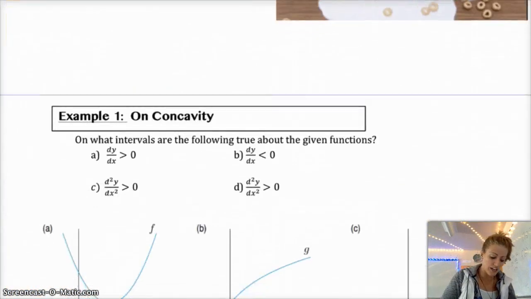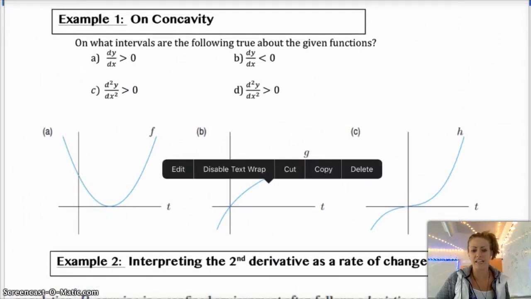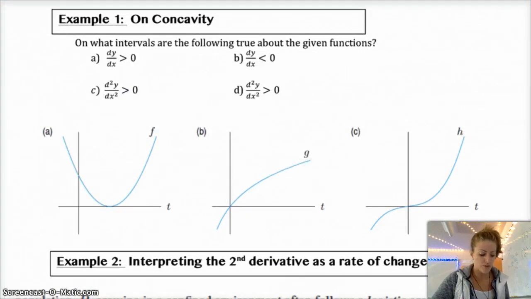Anyways, we're gonna look at an example. So here it asks, on what intervals are the following true about the given functions? So we're gonna look at A, and we're gonna answer A, B, C, and D about A. And then we're going to answer A, B, C, and D about B, and the same thing about C. So I'm going to explain the first one, but then again, I think you should try the other ones on your own, and then just check with my answers in a minute. Okay, so first problem.